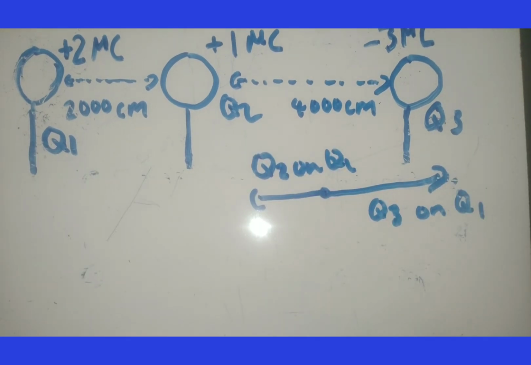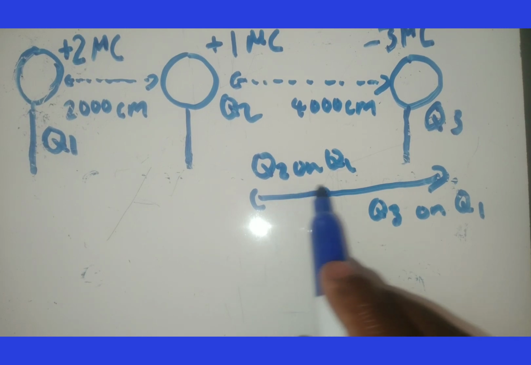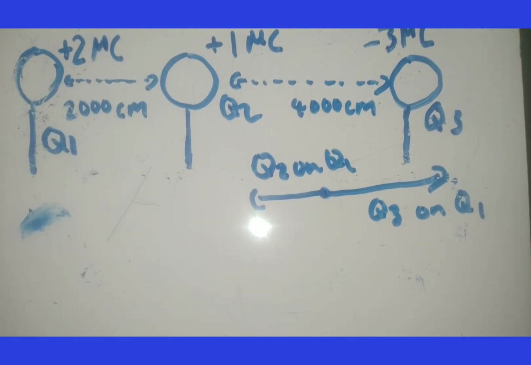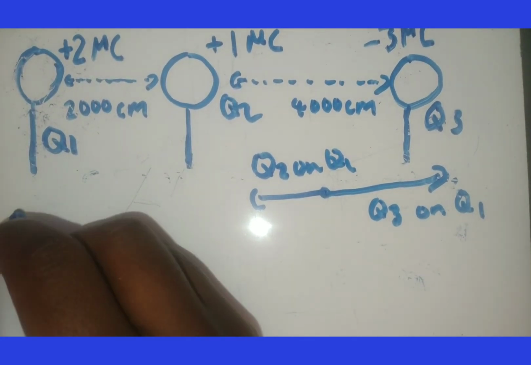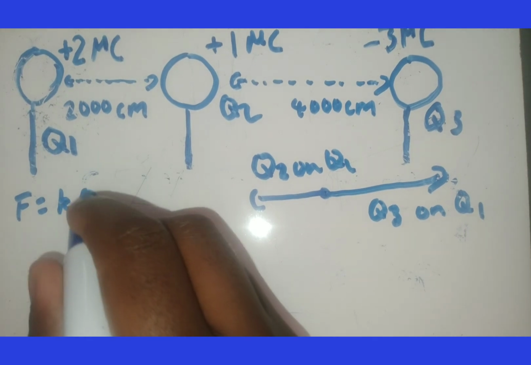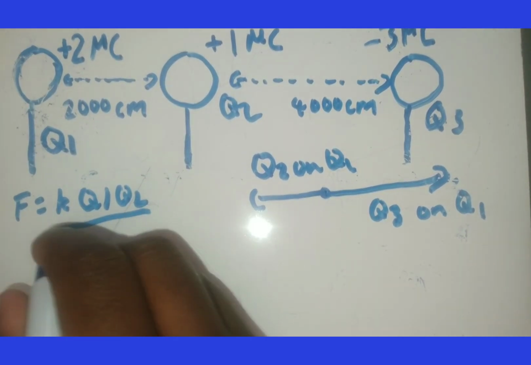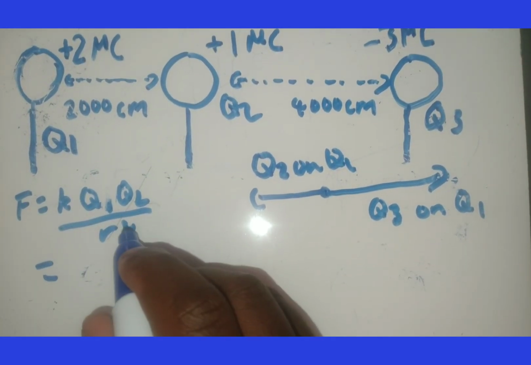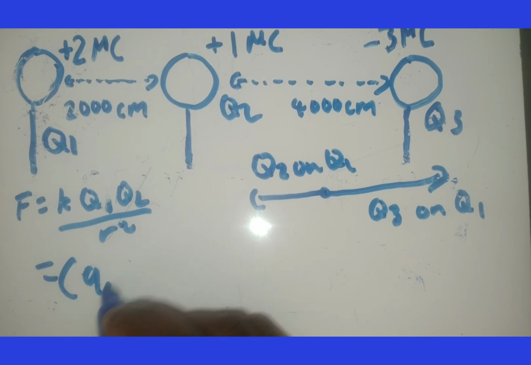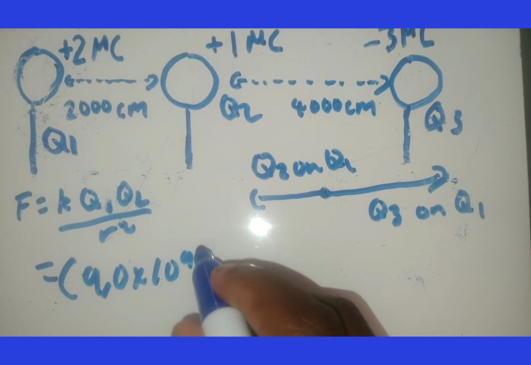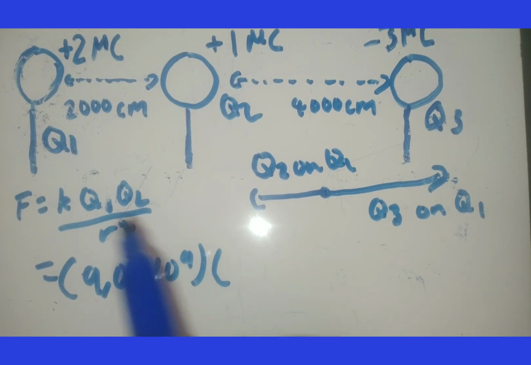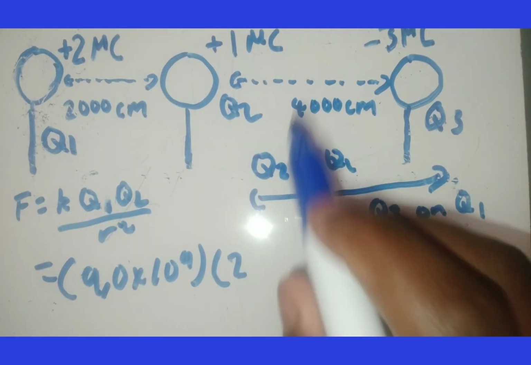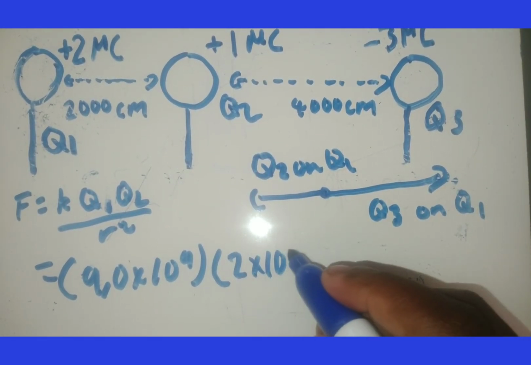Okay, so I read through it there. So now let's find Q2 and Q1 first. So we'll use the formula, which says that F is equal to K Q1 Q2 over R squared. Okay, cool. So let's substitute. Of course K is 9.0 times 10 to the power of 9. And then on this side, we have 2 microcoulombs. We have to convert it to coulombs. So remember, when you have micro, and the signs don't matter, we'll say times 10 to the power of minus 6.